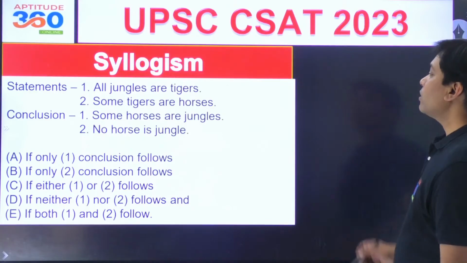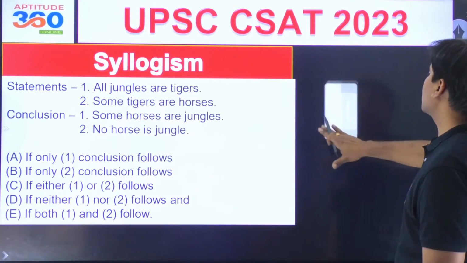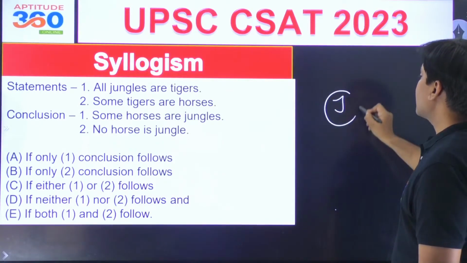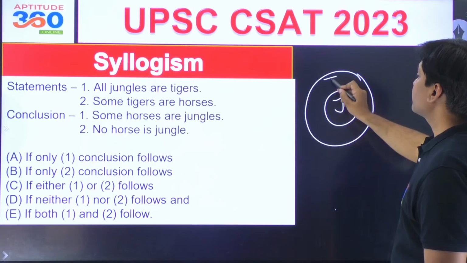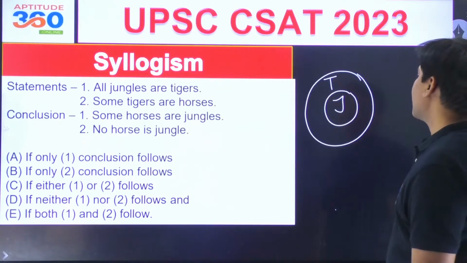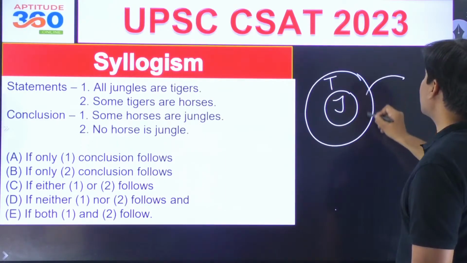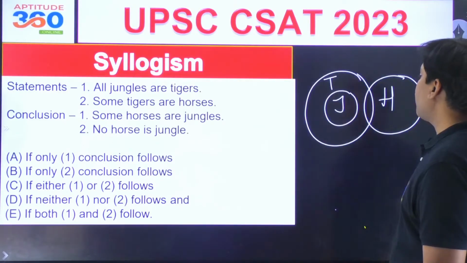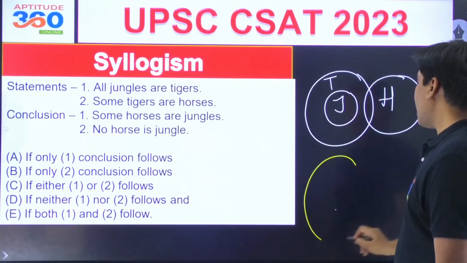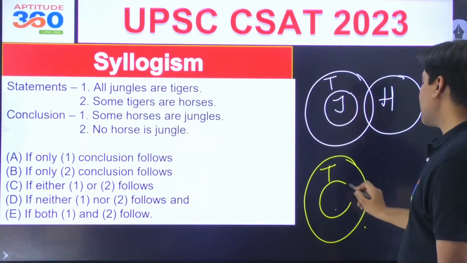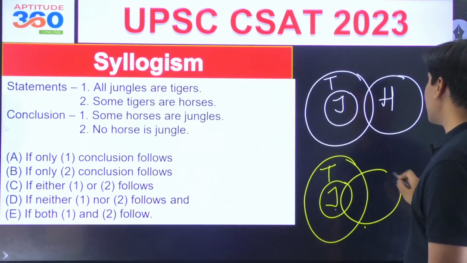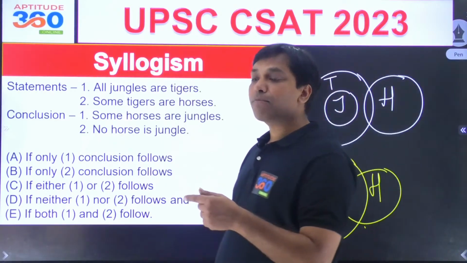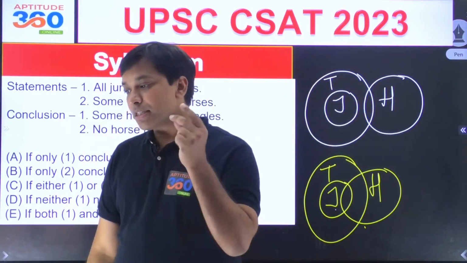All jungles are tigers. Some tigers are horses. अब ये देखो ना, some tigers are horses. Since the problem does not tell you anything about jungle and horses, you are required to form 2 diagrams. एक बार जंगल और हॉर्सेस को अलग अलग रखो, एक बार जंगल और हॉर्सेस को ओवरलैप्ड करा दो, and your conclusion will have to be true under all these 2 circumstances. Answer आ गया.